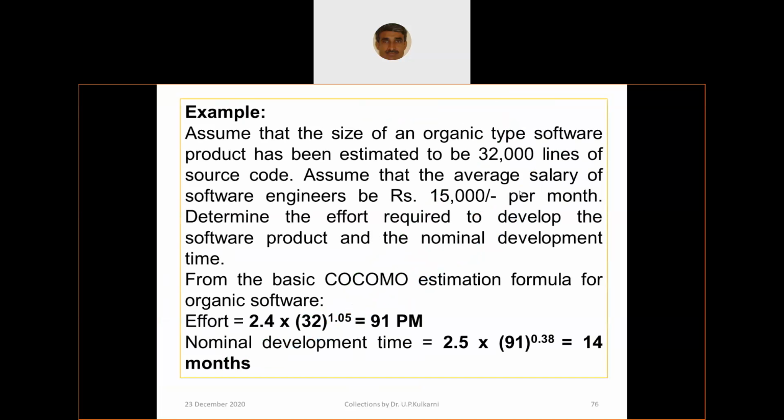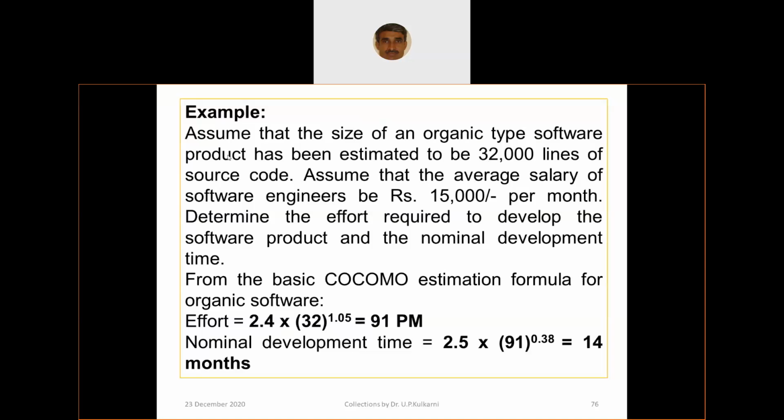Sometimes you may be given a small scenario to work on. Assume that the size of an organic type of software product has been estimated to be 32,000 lines of code. When everything is given, just putting in an expression and computing doesn't make sense, but you should understand how you estimated the 32,000 lines of code. That is very important: it belongs to a particular category or project type, organic. How did you decide? Assume that the average salary of a software engineer is 15,000 per month. Determine the effort required to develop the software product and the nominal development time.